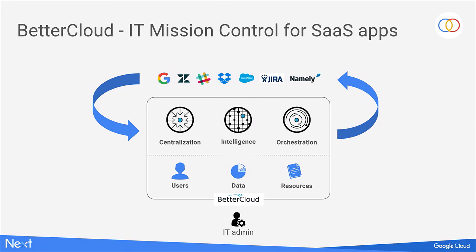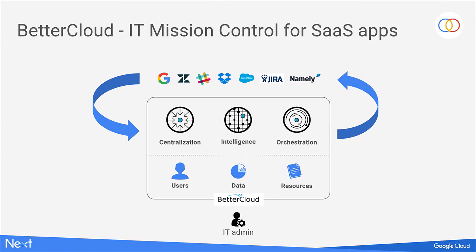As a SaaS-powered organization grows in SaaS app adoption and users, manual administration for these users inside these native admin consoles becomes an unscalable burden for IT. And it also creates a security risk for your organization. Better Cloud centralizes the functions available in these disparate SaaS admin consoles into a single point of control.